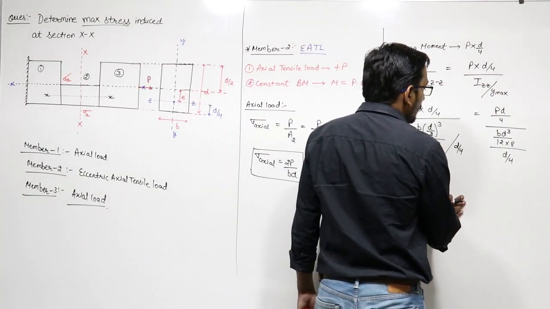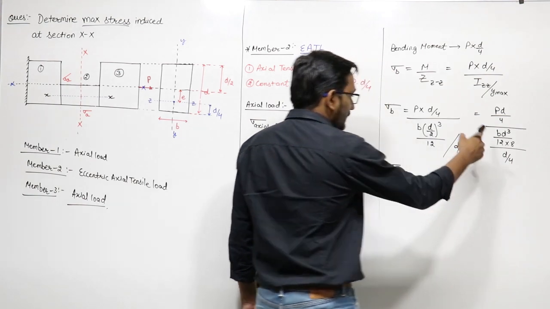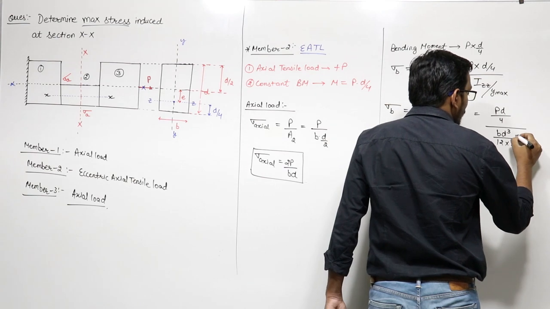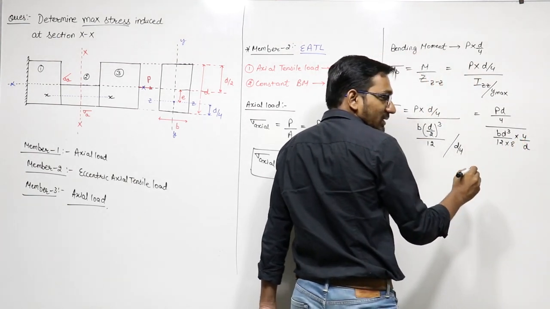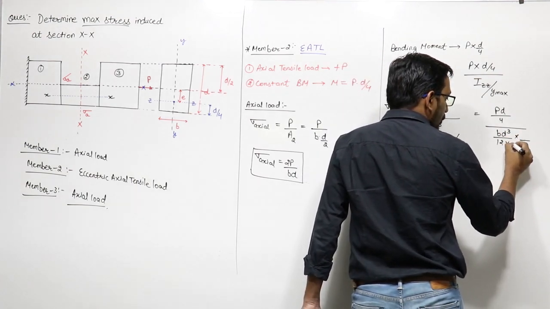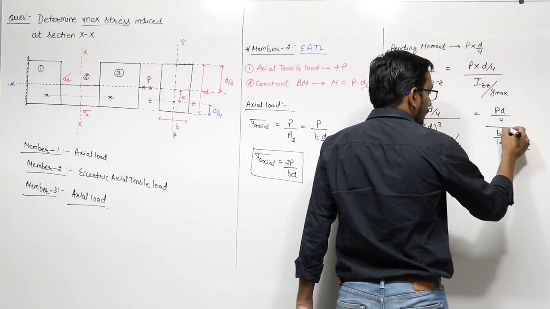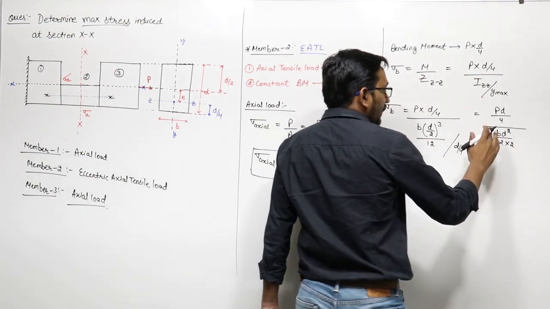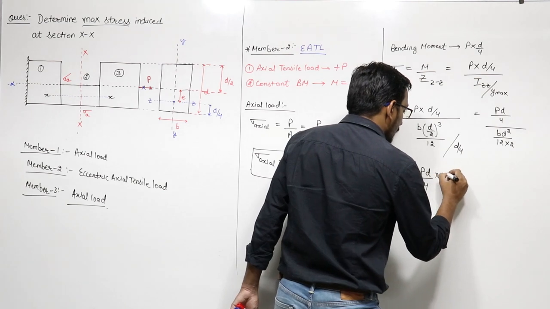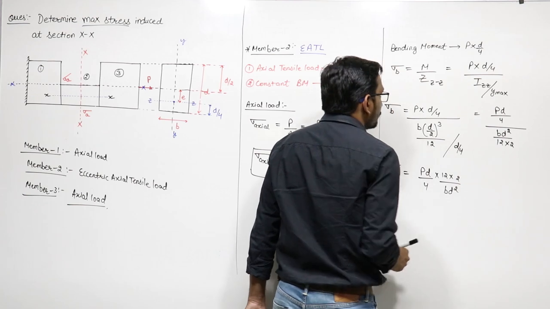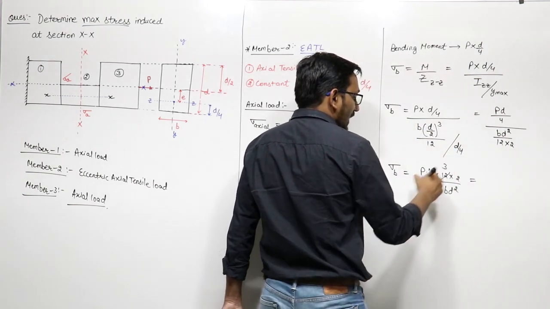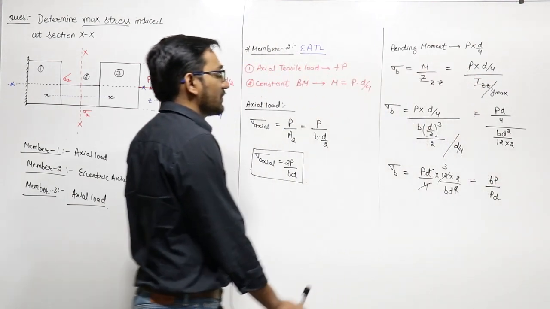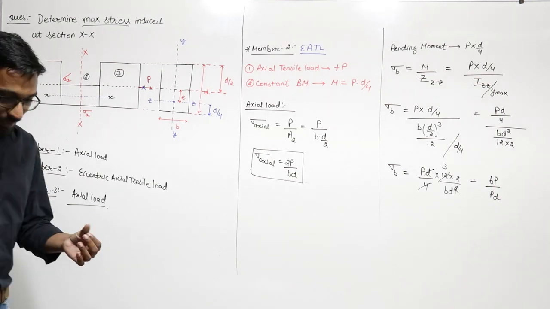So this bending stress will be equal to, you have to solve this relation. You can write this D by 4 as 4 upon D, into 2, and D square, so D cube will be gone. If you solve this, this will be PD upon 4 into 12 into 2 upon BD square, which equals 6P upon BD. This is 6P upon BD.